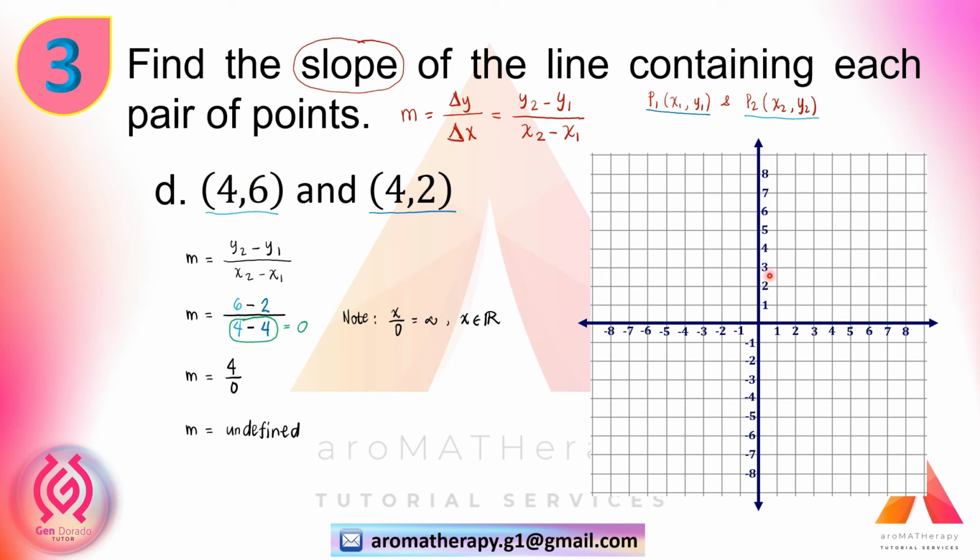(4, 6) is located at quadrant 1. So, saan si (4, 6)? Ito 4 at 6. So, dito siya. For (4, 2), (4, 2) is also located at quadrant 1. Dito siya. Okay, so let's connect. So this means vertical line indicates undefined slope. So this is your undefined slope. Ito yung itsura ng undefined slope, ha? Vertical. Okay, can you follow?